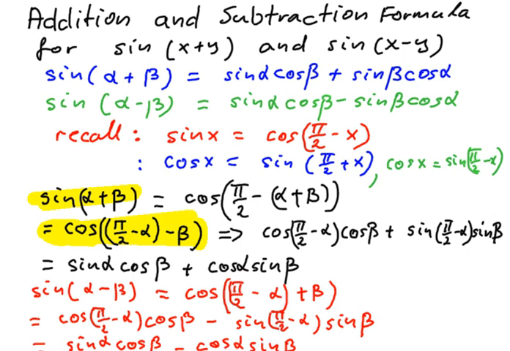So there you go. Sine alpha minus beta is equal to this difference of the products.